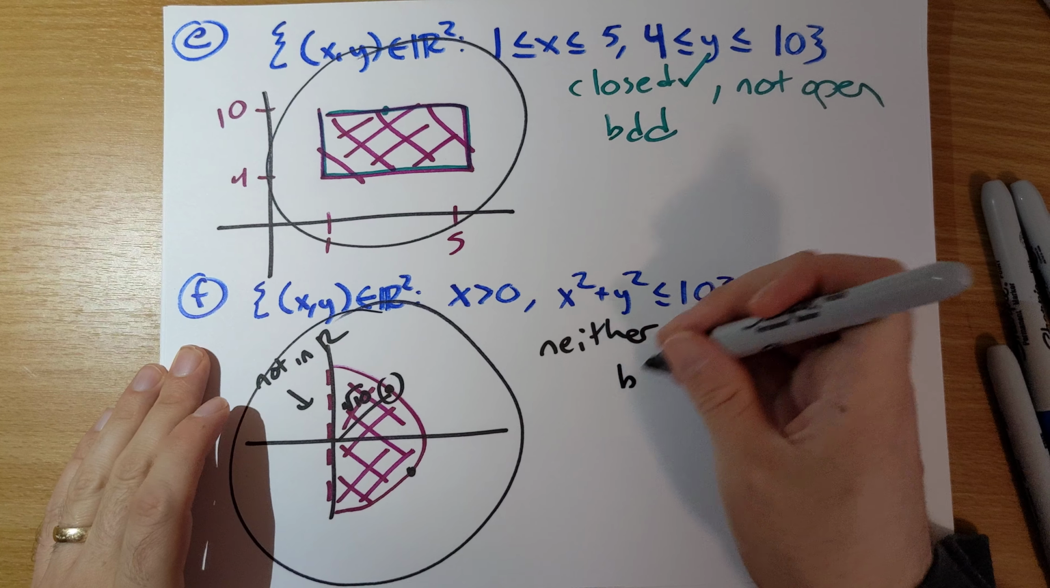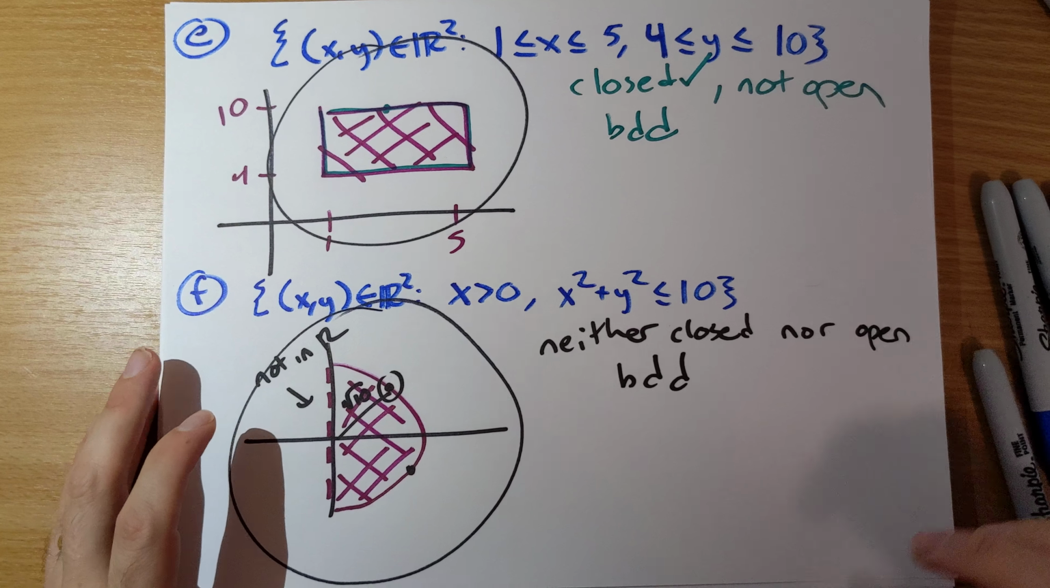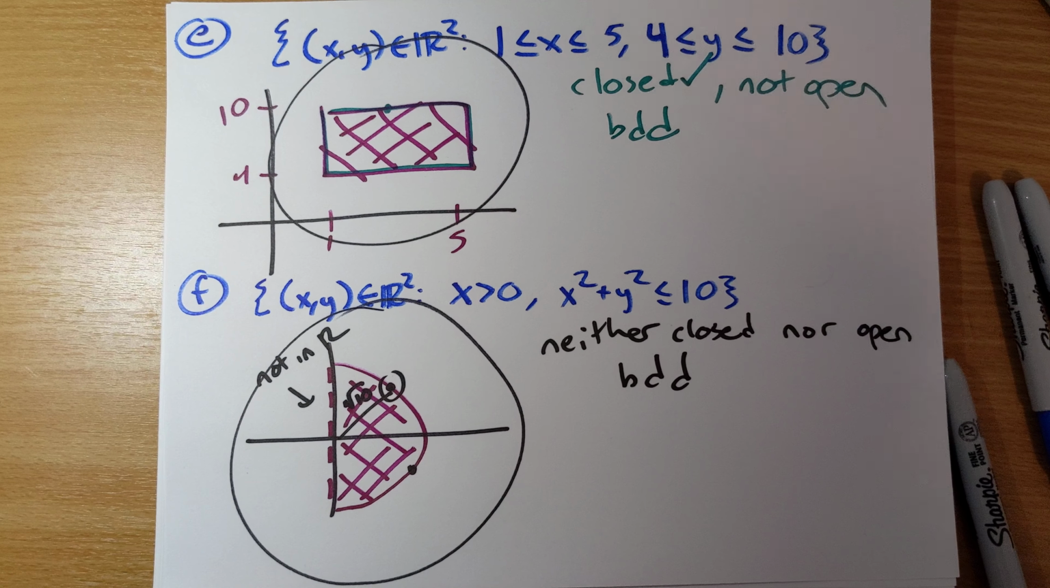Draw a circle around it. This is a bounded set. Okay, so that's 6 examples. Hopefully this helps shed some light as to how all of this stuff works.